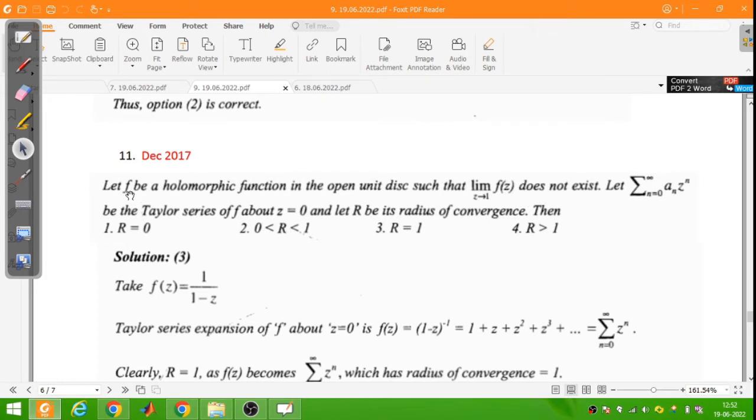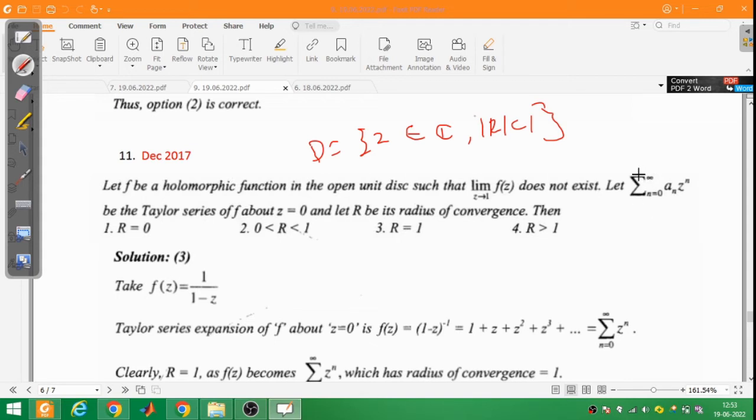Now remember what is given: f is holomorphic on the unit disk. The domain is D equal to the set of all z such that z belongs to C and mod z less than 1. Okay, this is C, not R. This is the domain, and limit z tends to 1, f of z does not exist. So you have to consider a function f of z in this manner.